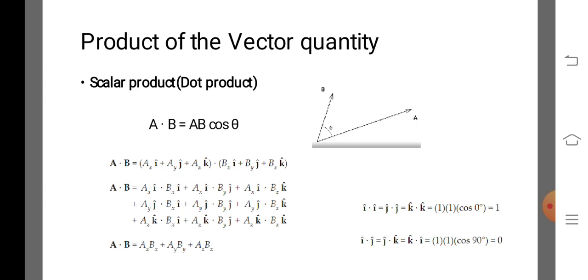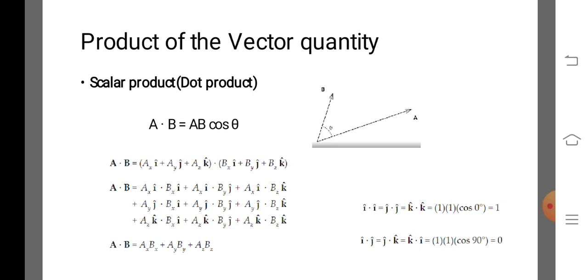The scalar product takes two different vectors, a vector dot b vector. Take a vector along the x-axis and b vector along the y-axis. Those two vectors have some angle, and that angle is theta, with cos theta. Now we have to be clear about the mathematical formula of the scalar product. That formula is a dot b equal to ab cos theta.